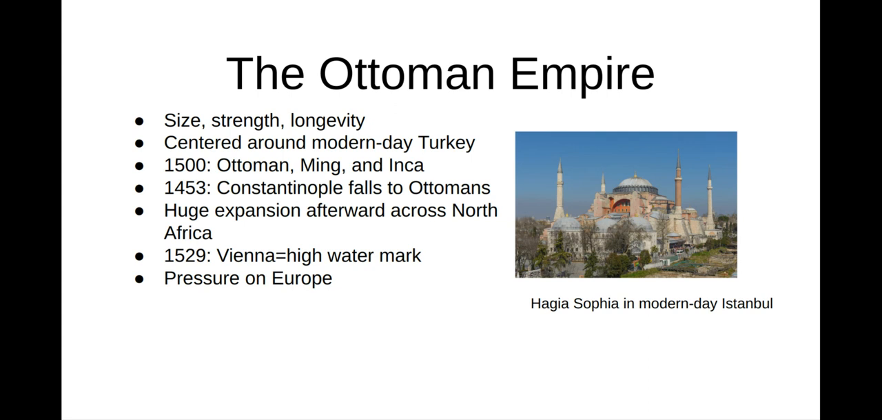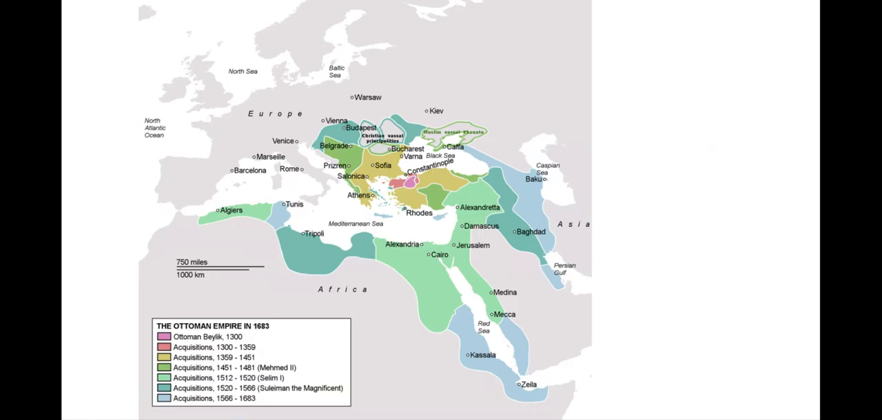By 1529, the Ottoman Empire had reached Vienna. There was an attempted invasion of Vienna, but this was actually pushed back. Vienna never fell to the Ottomans, and so that part of Central Europe, all of that up until then, was controlled by this Islamic empire. There was a lot of pressure.